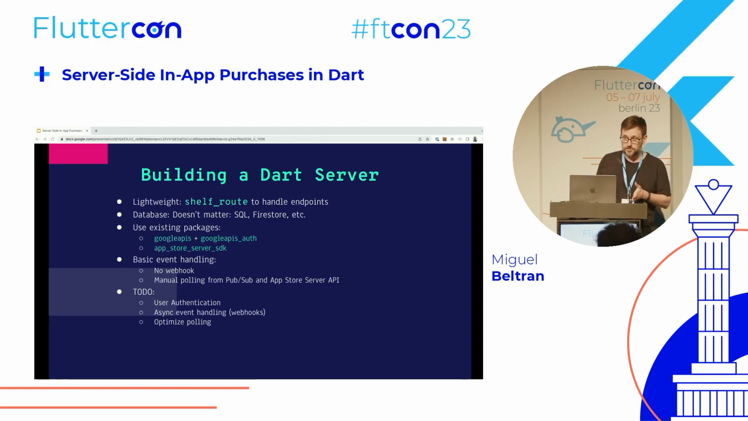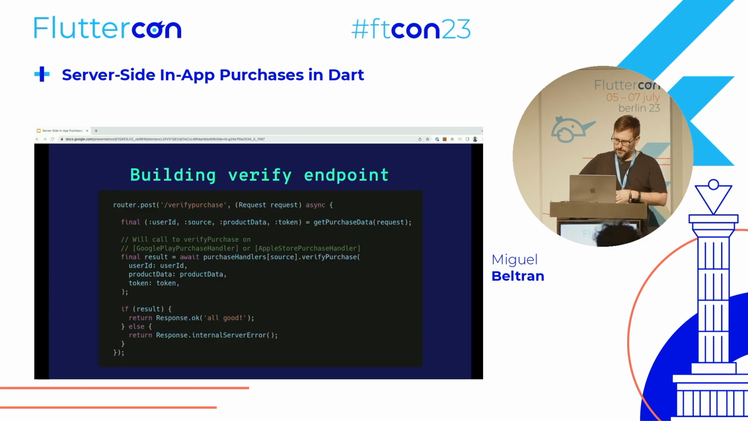Other important things to do are having user authentication, doing asynchronous event handling, so implementing this webhook, and also optimizing the polling. I say that because you need to do this polling to PubSub and also to the App Store Server API. So you need to decide if it's every 10 seconds or every hour or something like this. So you need to optimize this for your use case.